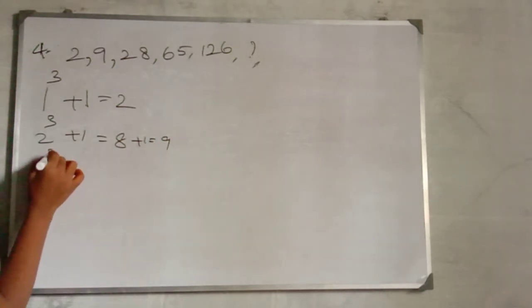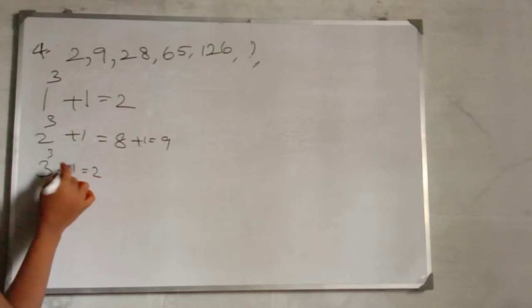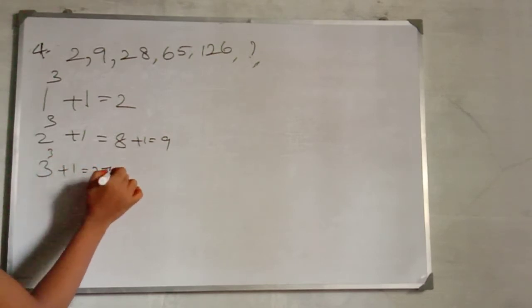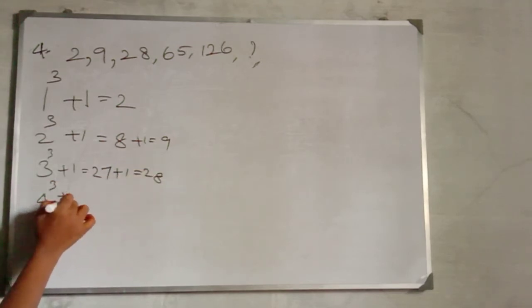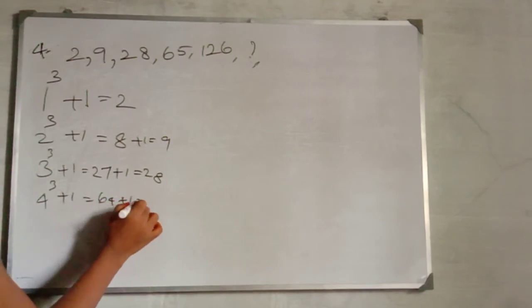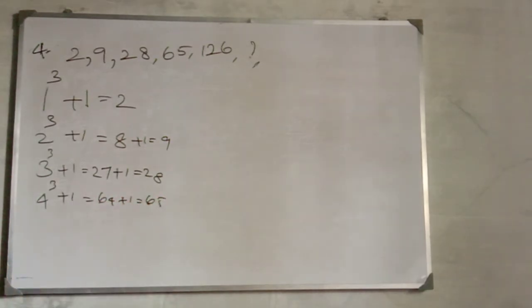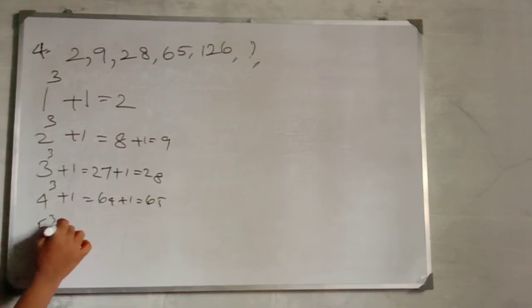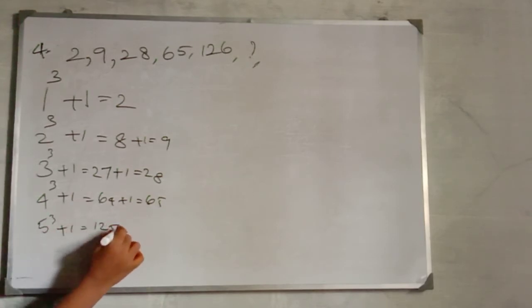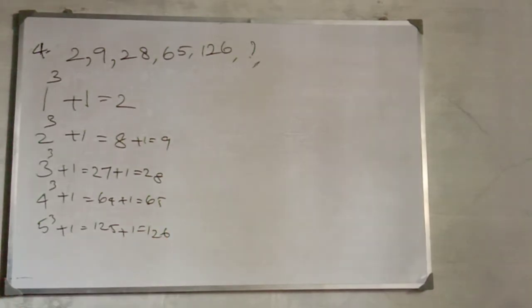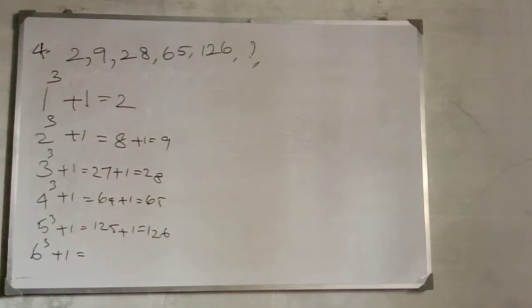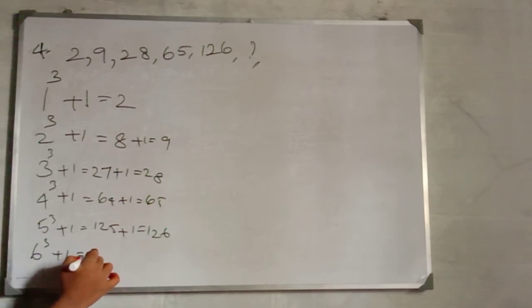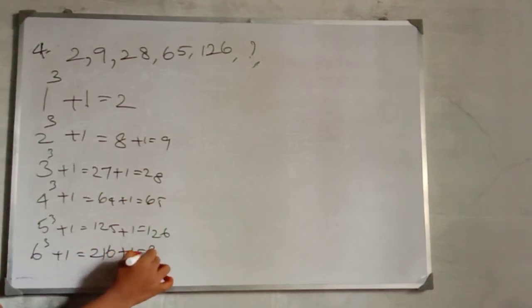Next 3 cube plus 1. This will be 27 plus 1 is equal to 28. Then 4 cube plus 1 is equal to 64 plus 1 is equal to 65. Next 5 cube plus 1, this will be 125 plus 1 is equal to 126. Next 6 cube plus 1. The order will be 1, 2, 3, 4, 5 and cube is common. So 6 cube plus 1 is equal to 216 plus 1 is equal to 217.